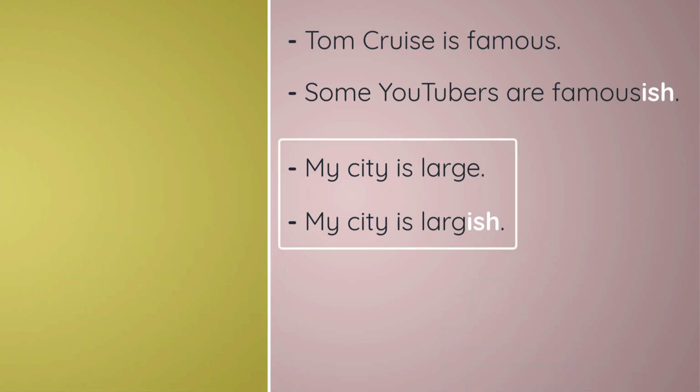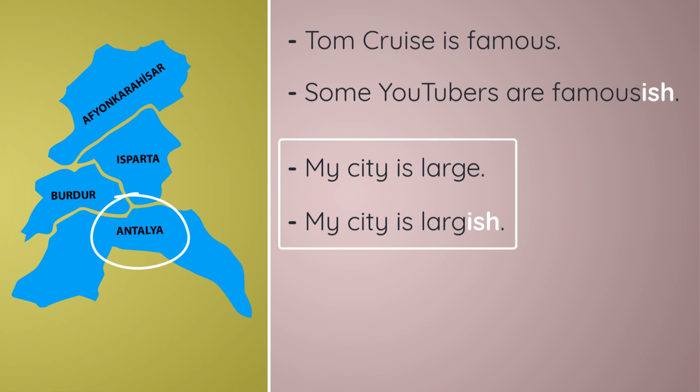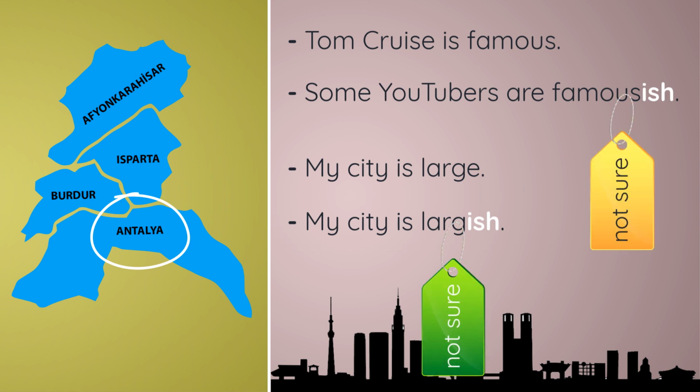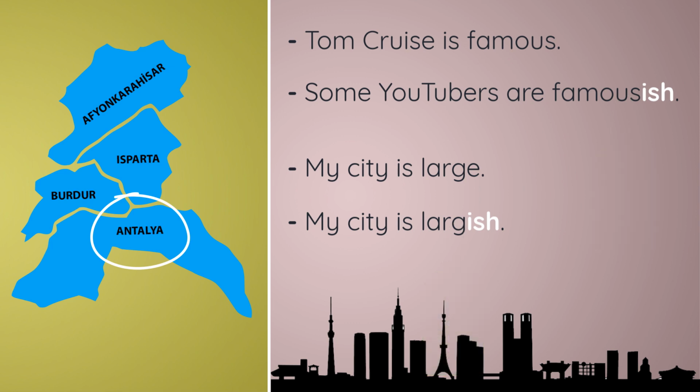What about with cities? My city is large. Antalya is a large city. But then when you compare it to places like Mexico City or Tokyo, it doesn't seem so large anymore. I'd say my city is large-ish. So again, these are some examples to show you're not sure or certain, or to show that it's kind of. Well, let's now look at some more examples and other ways to use ish in English.